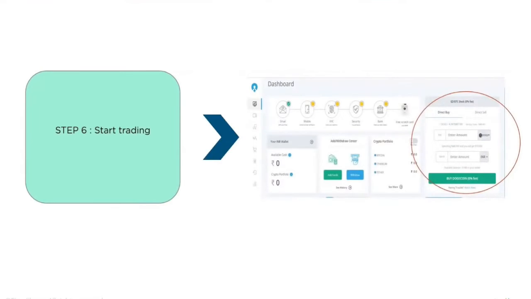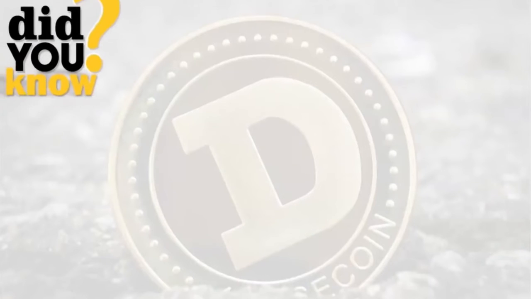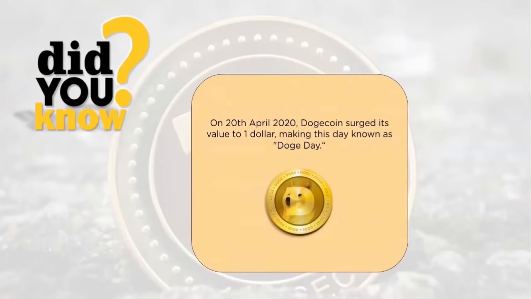That is all about Dogecoin. Currently, we have heard a lot of buzz about the cryptocurrency Dogecoin and the shenanigans of its community. Did you know that on 20th April 2020, Dogecoin surged its value to $1, making this day named after itself as Doge Day? The supporters of Dogecoin were trying to amplify the value of it to make it $1. But how is it done in reality?